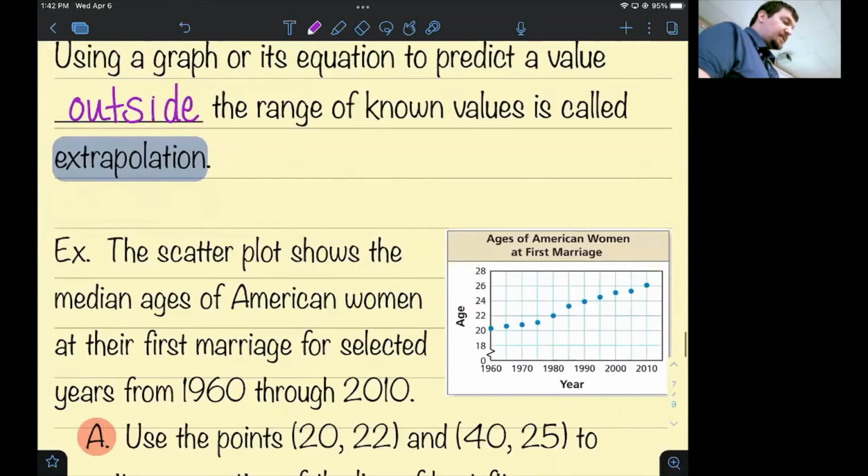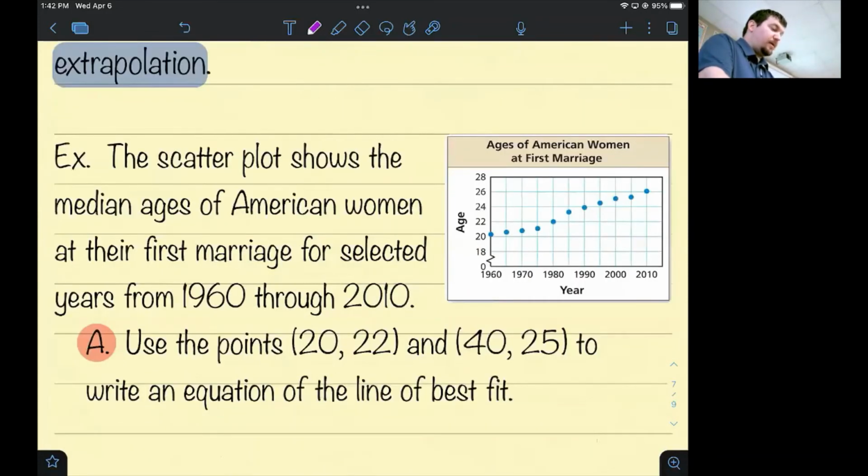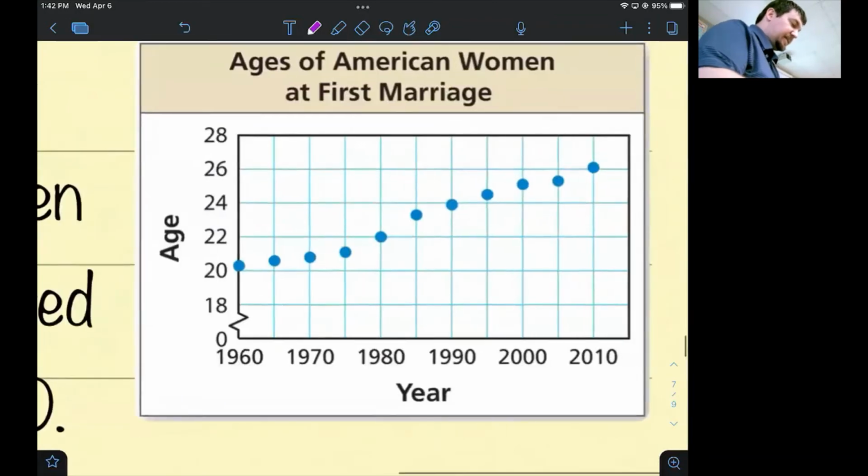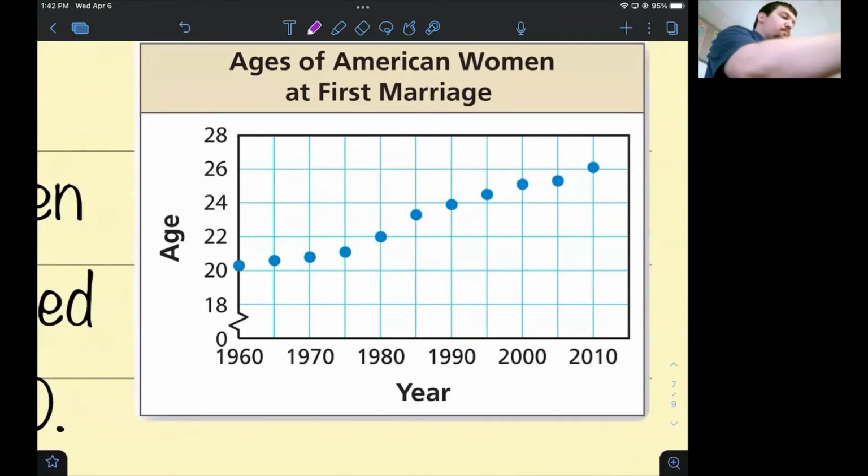It says the scatter plot shows the median ages of American women at their first marriage for selected years from 1960 to 2010. So the median age of when women were getting married. In 1960, they were just over 20 years old. That was your average, not your average, sorry, your median. That gets rid of all the outliers, right? Your median marriage age for your first marriage. In fact, they probably back then only had 1 marriage. That has been increasing. In fact, in 2010, the median marriage age for women has been closer to 26 versus 20. It's a 6-year difference.